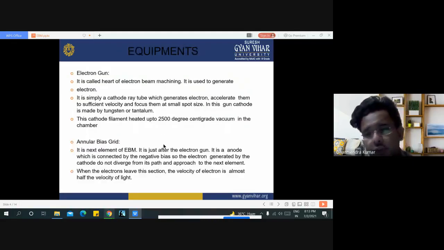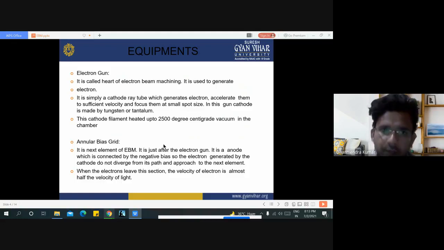Here are the equipments used in the electron beam machining process, like the electron gun. It is called the heart of electron beam machining. It is used to generate the electron beam. It is simply a cathode ray tube which generates electrons, accelerates them to sufficient velocity and focuses them at a small spot size. In this gun, the cathode is made of tungsten or tantalum. This cathode filament is heated up to 2500 degrees centigrade in the vacuum in the chamber.